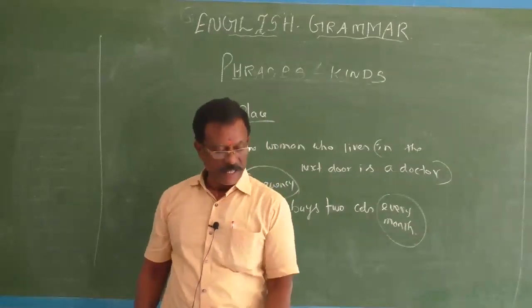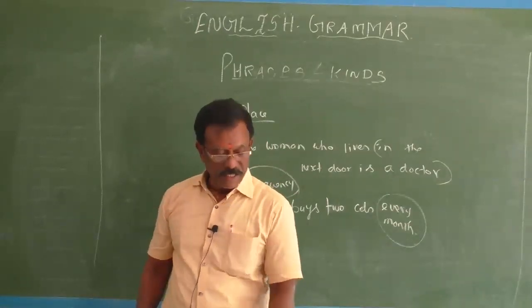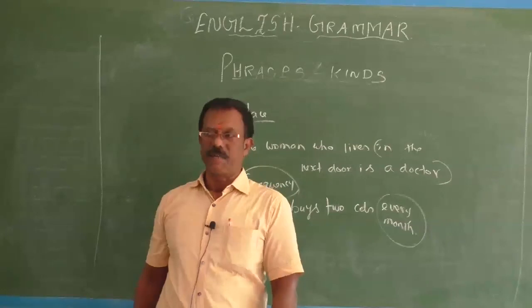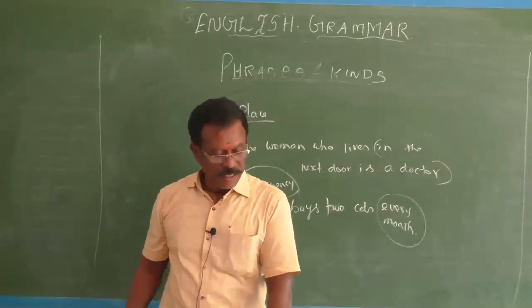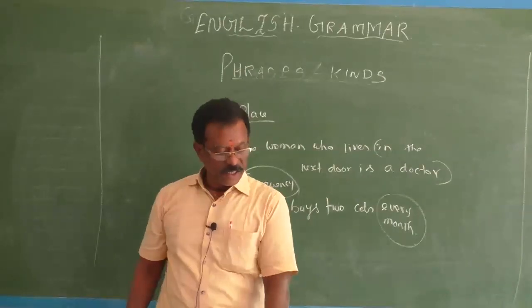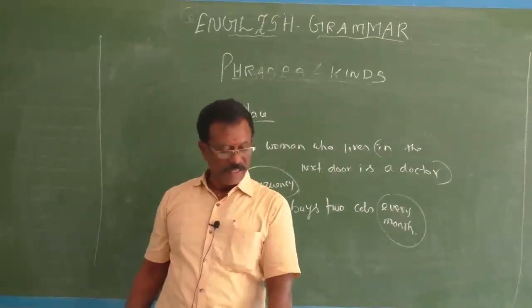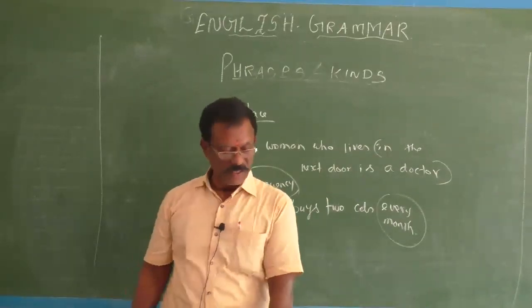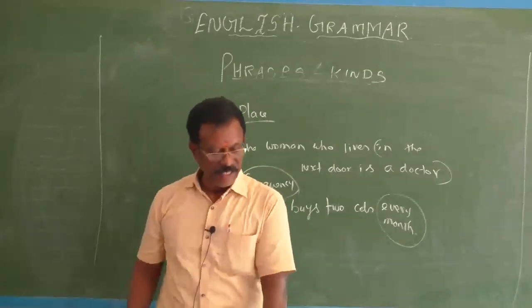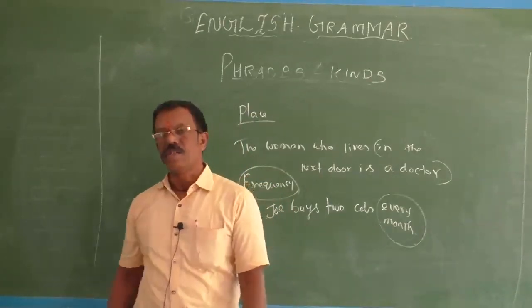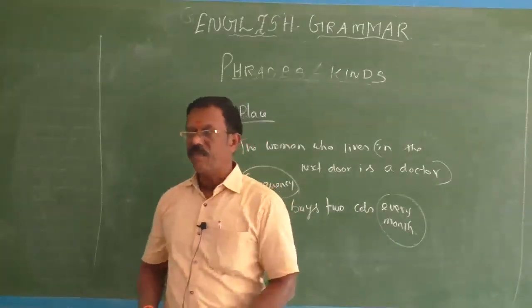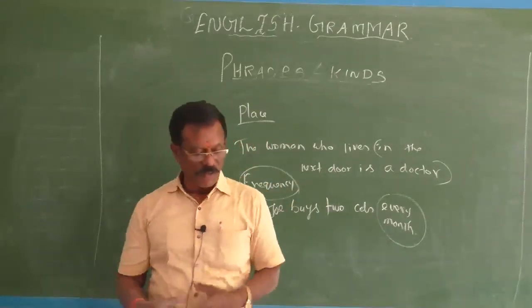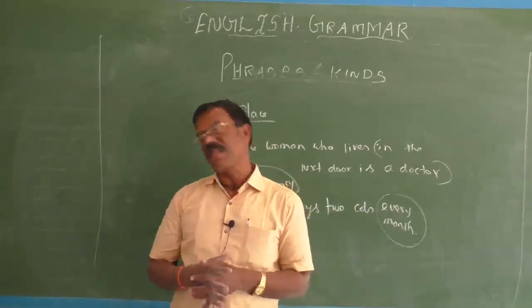In this manner, see, immediately, if it is used as an adverb, it refers to time. Unfortunately, it's a comment. Incredibly, it's a degree. Shouted angrily, it's a manner. Normally, it's a frequency. Slightly, it's a degree. Last month, it's a time. So, from these examples, you can understand that an adverb phrase is a group of words that function as an adverb.